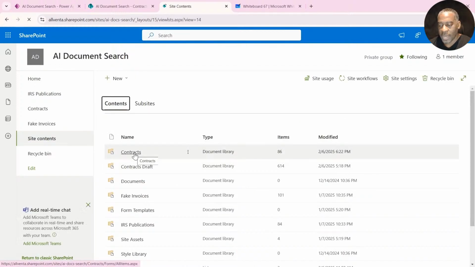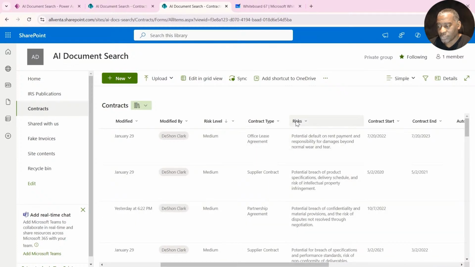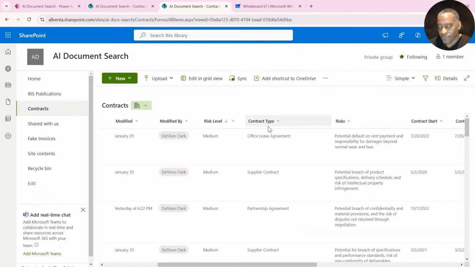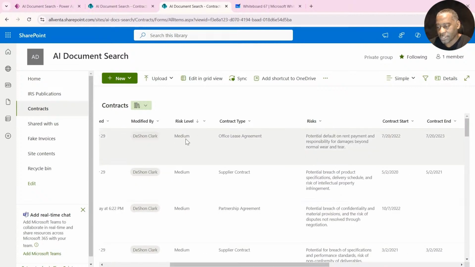So if I go into contracts where I have 86 of these being processed, for each contract, we need to extract out the risk level and the contract type. As you saw in that raw form, I have many different contract types in one bucket. So if it's an office lease, a supplier contract, maybe a vendor agreement, a partnership agreement, and so forth. The AI gives it a risk level.